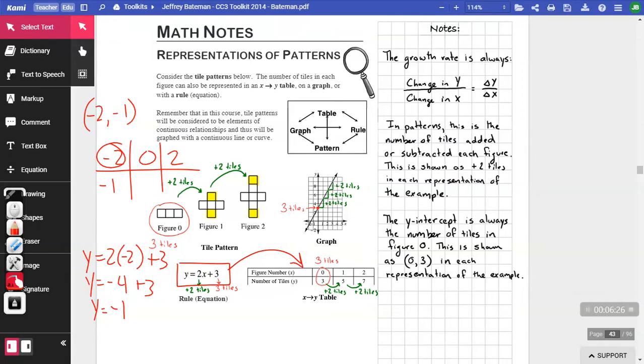So that's how you can move from one piece to another. If you can get that rule, you can get a table. You can plot your points, connect the line, and so on. It doesn't matter which order you go in, as long as you can get between them. Let's take a look at some examples now from Study Island.